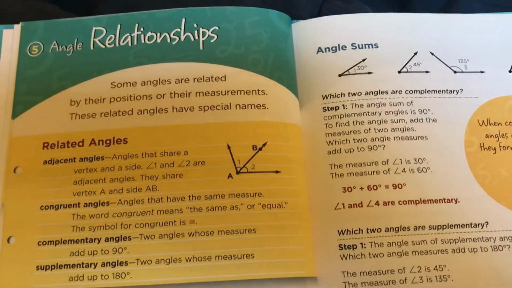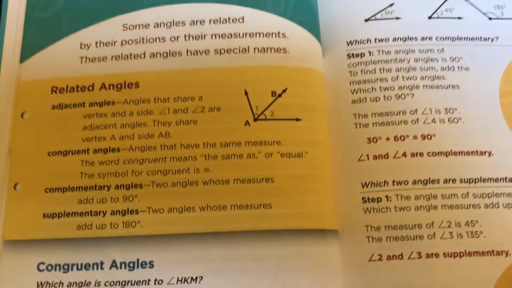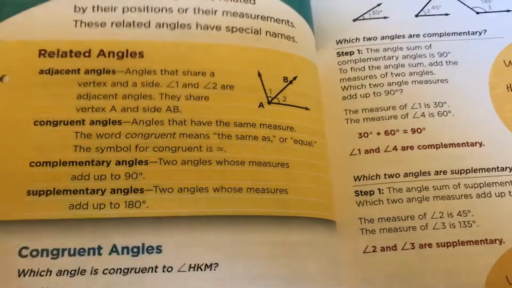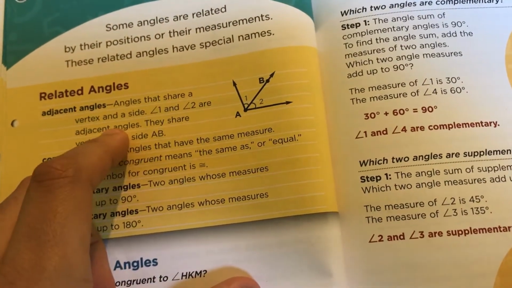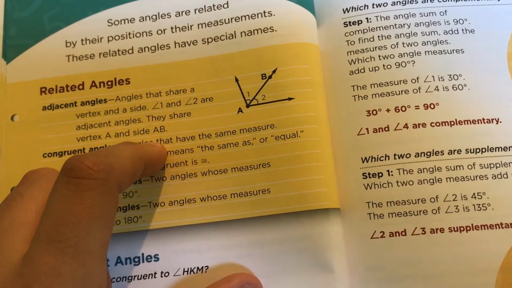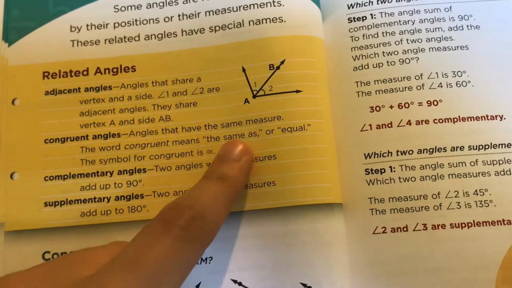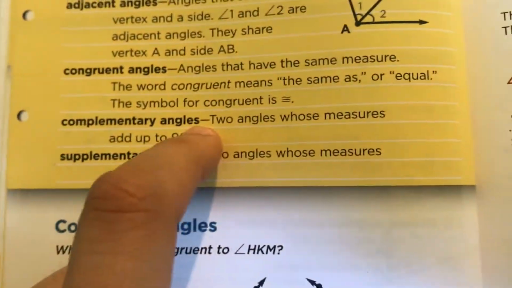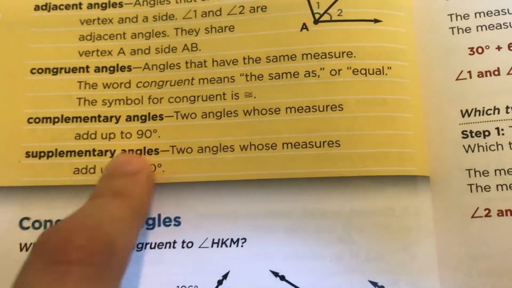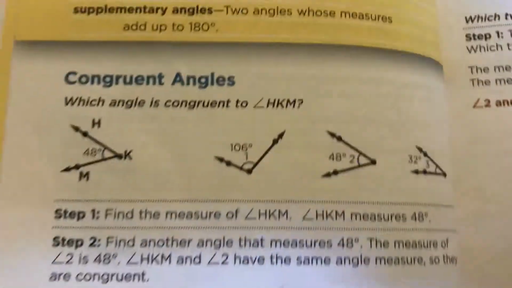Angle relationships. Some angles are related by their positions or their measurements. These related angles have special names. Adjacent angles are angles that share a vertex and a side. Angles 1 and 2 are adjacent angles. They share vertex A and side AB. Congruent angles are angles that have the same measure. The word congruent means the same as or equal. The symbol for congruent is an equal sign with a little squiggly above it. Complementary angles are two angles whose measures add up to 90 degrees. Supplementary angles are two angles whose measures add up to 180 degrees.